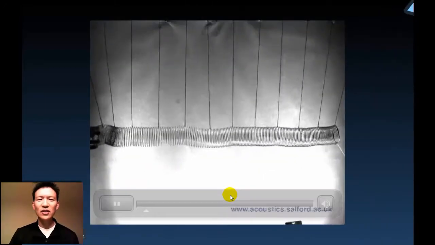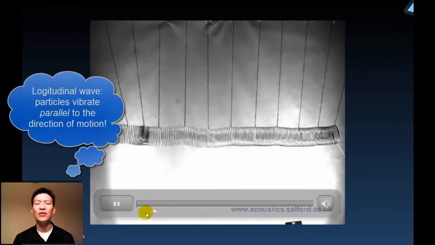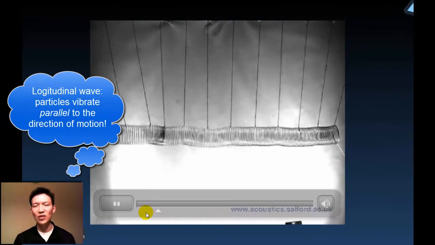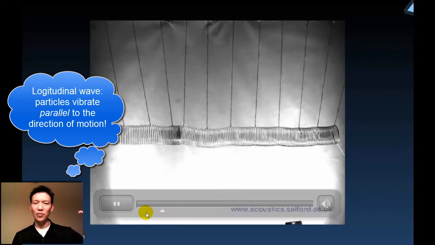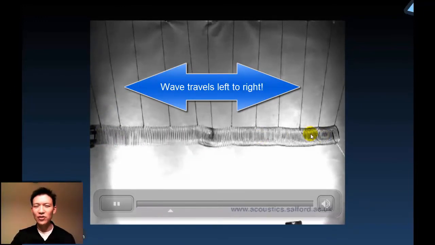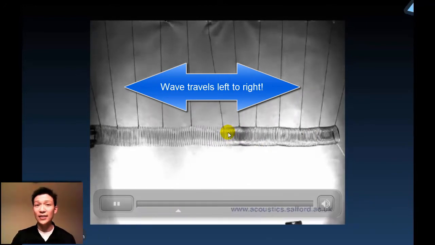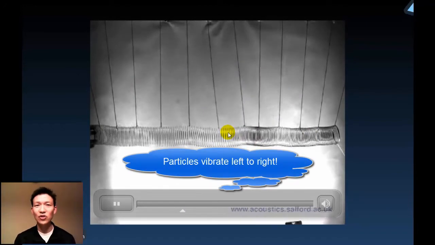Now contrast that to a longitudinal wave. By definition, a longitudinal wave is a mechanical wave in which the particles vibrate, instead of perpendicular, parallel to the disturbance. So notice the wave travels left to right here, and the particles also vibrate left to right. Sound is a good example of a longitudinal wave.